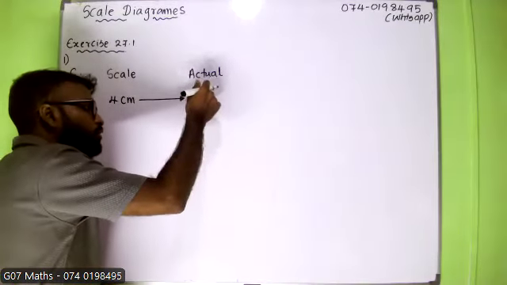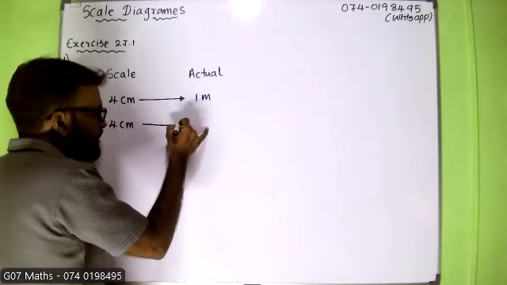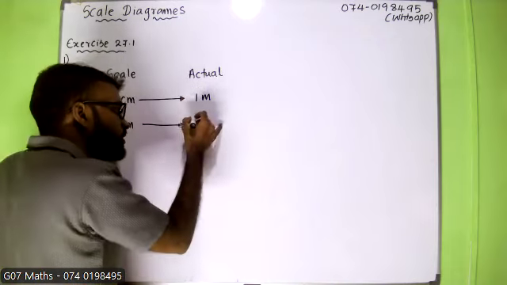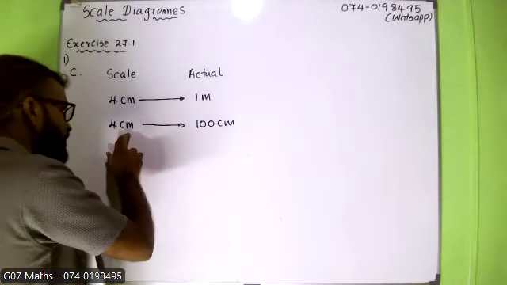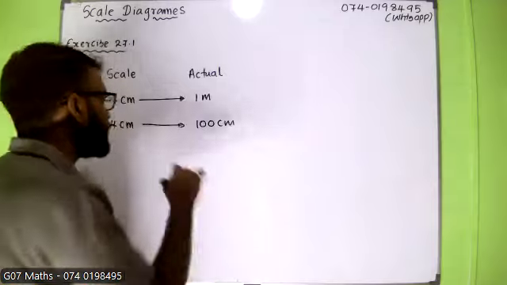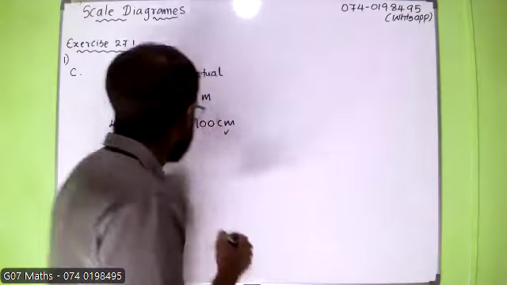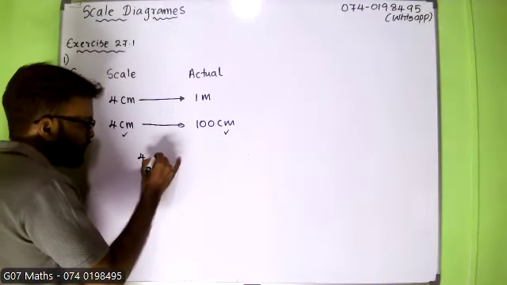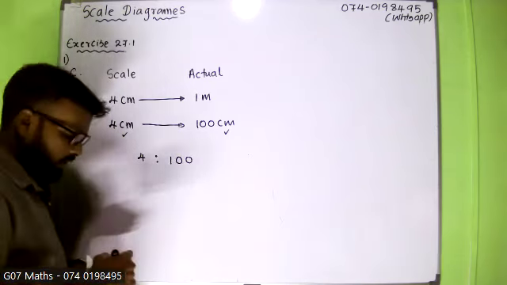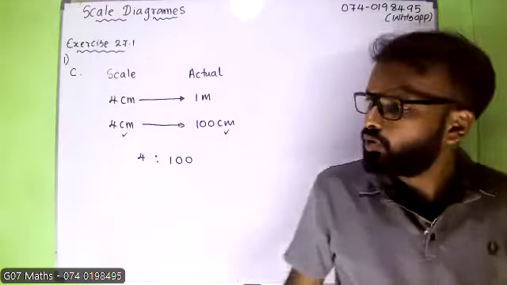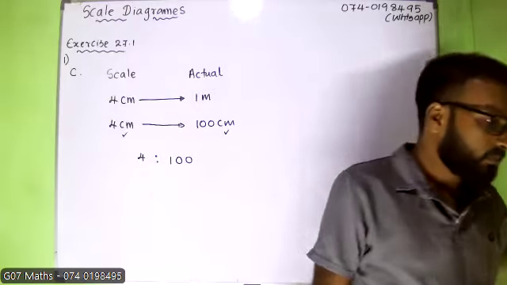So you are going to use that 4 centimeters to represent, instead of 1 meter, you can put 100 centimeters. Now check: centimeter, centimeter. Nothing to worry. You can write these two values as a ratio. So how do you write? 4 to 100. So is this the final answer? Can anyone say? No, sir.